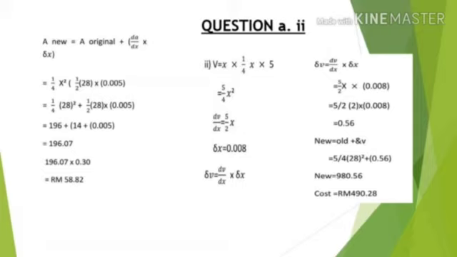Okay, for the cost, delta x is equal to 0.008. And then we continue with dV over dx times delta x, which when we insert the x, which is 28, we get 0.56. So we can calculate the cost, which is 980.56 times 50 cents, which is 490 ringgit and 28 cents. That's all for question A.1, A.2.